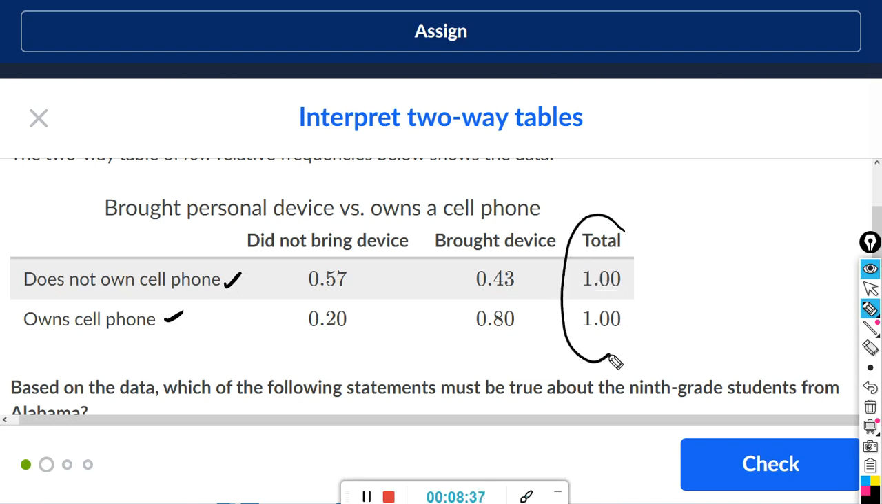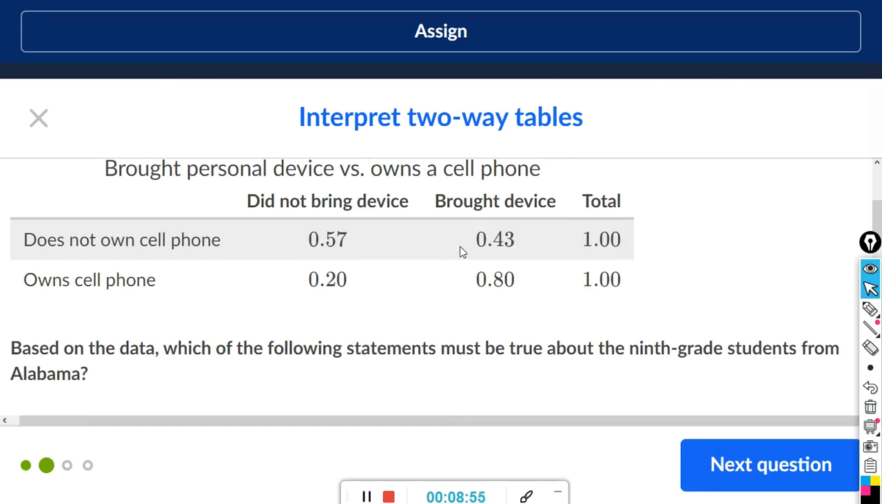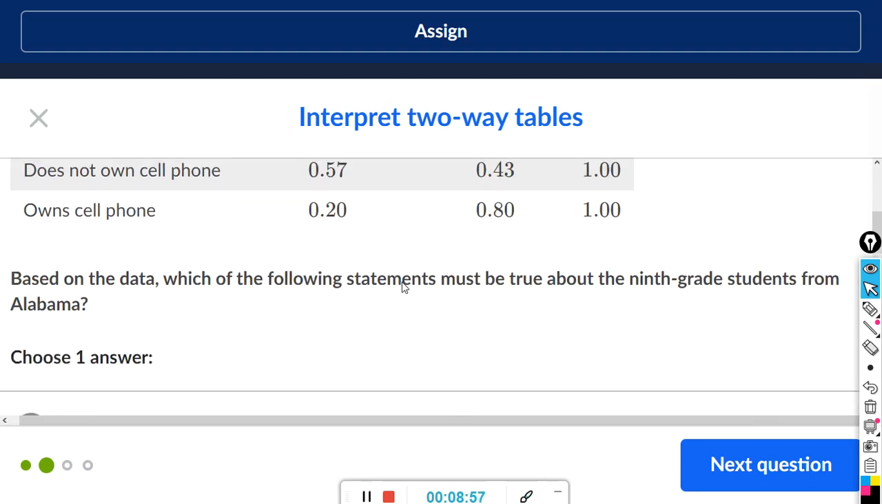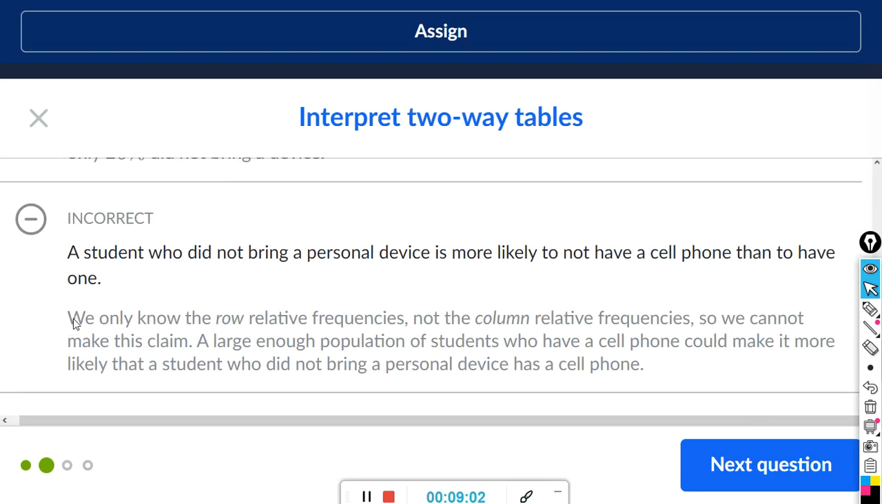Well, since we have the totals for the rows, we cannot compare the likelihood of one row to another. We can't do that for answer D. Okay, so that's how we know D is not true. All right, so it is only answer C that's correct. This one's tricky when you get this type of problem when it only has the row or column total. Like they said for answer D, we only know the row relative frequencies, not the column, so we cannot make this claim.